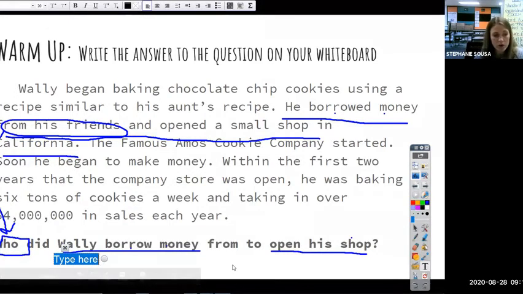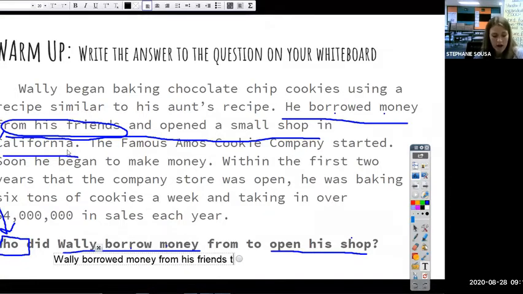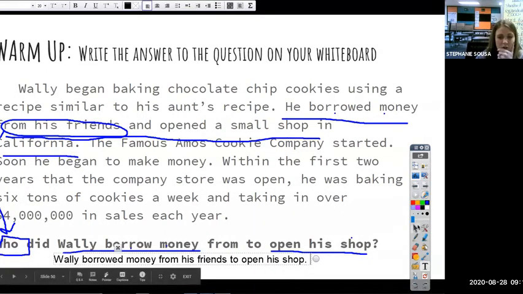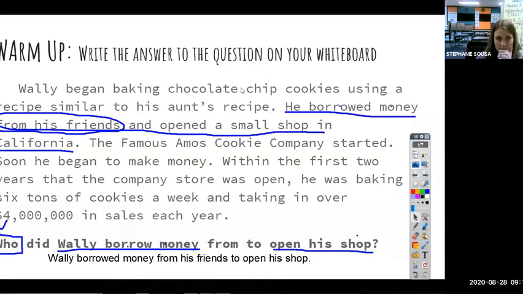Now, remember, we do not even have to come up with our own words. We can use the question words. So Wally borrowed money from. So that's from the question. Who did Wally borrow money from? Wally borrowed money from, right here, his friends. Now I copy it from the text, from his friends. And if I wanted to, I could add more detail from the question, to open his shop. Okay, so I'm using those question words and that evidence to answer my question.